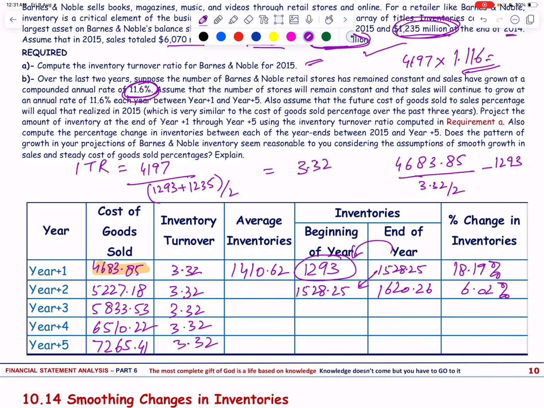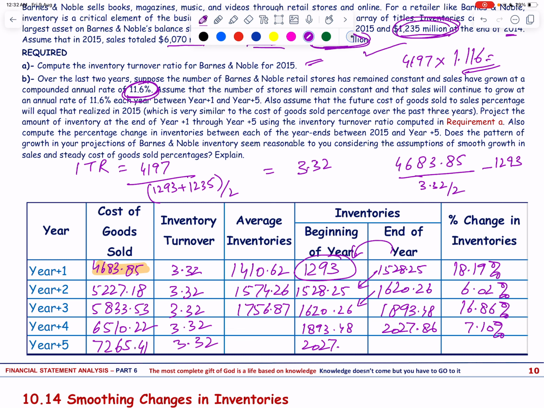Average, simply ending plus beginning divided by 2, that is 1574.26, and the ending becomes beginning 1620.26, and this is 1893.48. This is 16.86%, and this is going to be 1756.87. The beginning is 1893.48, and this is 2027.86, and this will be 7.10%.